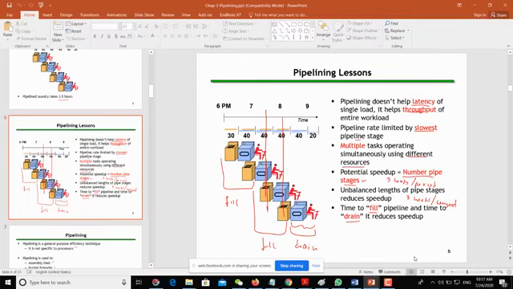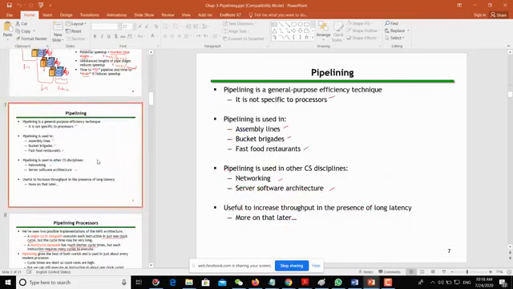Presently we are just learning the concept of pipelining, how normally the pipeline works, how it has been applied. So we will go towards computer science and see the real use of pipelining in computer science. Pipelining is a general purpose efficiency technique, and it is not specific to the processor.